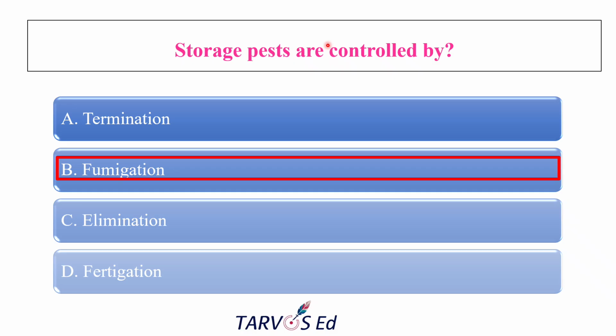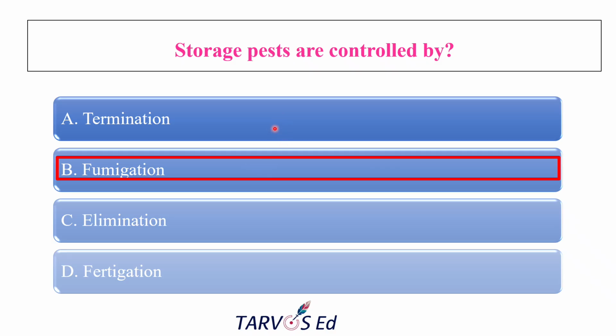Okay, and termination is not a pest control method, right? Termination means ending, so it is not relevant to this topic. And elimination is the same. It is not a pest control method. In pest management, we talk about cultural, chemical, biological methods, but elimination is not a technical term used for storage pest control. Fertigation is relevant to agronomy. So applying fertilizer through irrigation is irrelevant to this topic. It has nothing to do with pest control in storage.